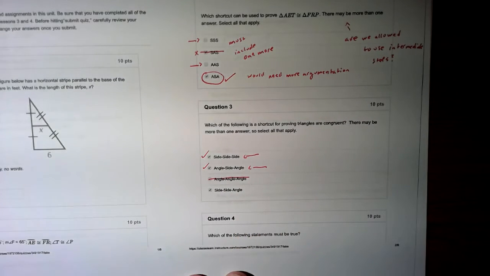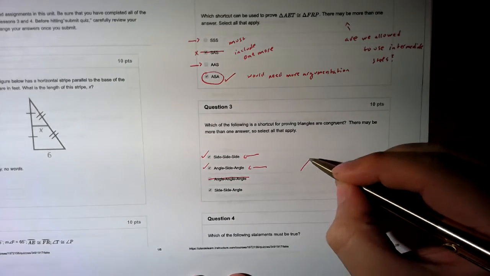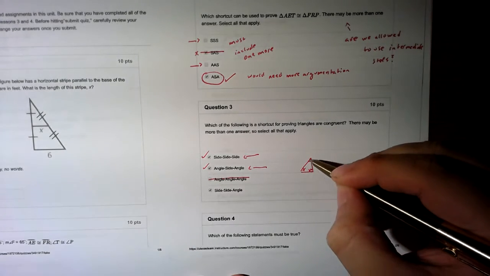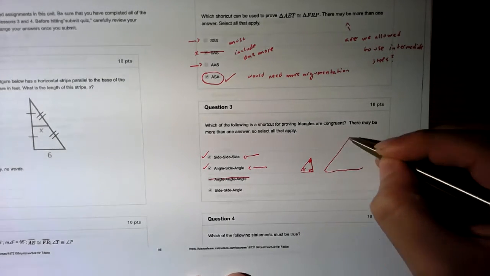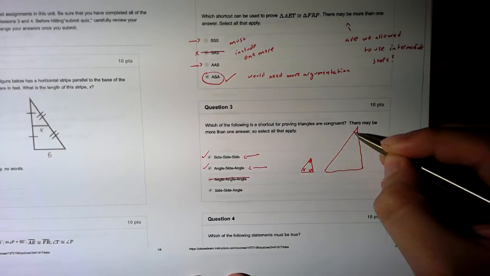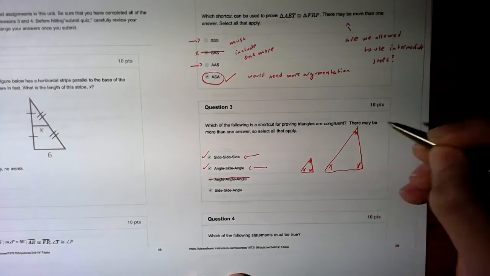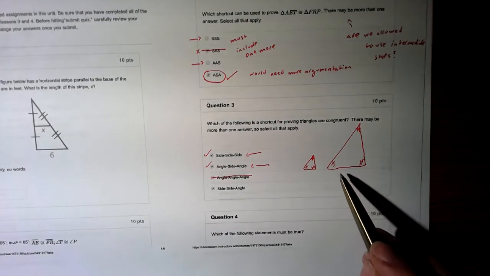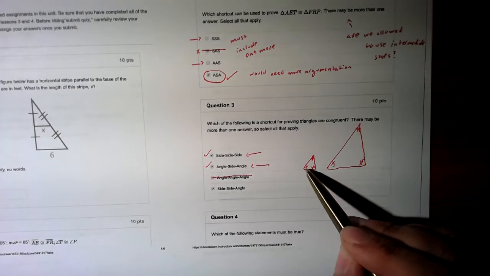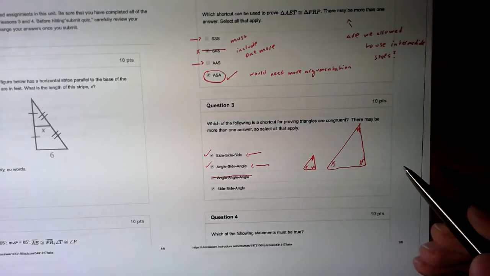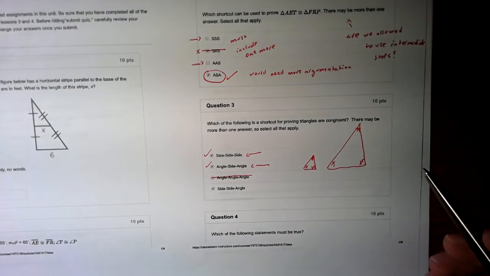Also, good job on angle-angle-angle. This is definitely not correct. You can have triangles that have congruent angles, but are not congruent. They're different sizes. These can be similar. I'm just going to write that. So you can have a case where you have similar triangles in which they have corresponding congruent angles, but are different sizes. So they're not congruent. So definitely that's not one of them.